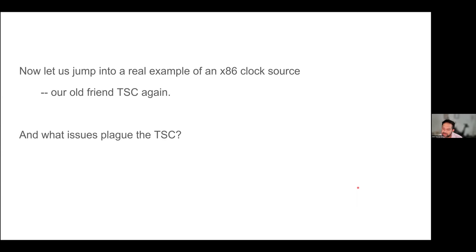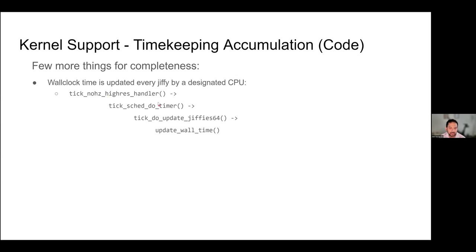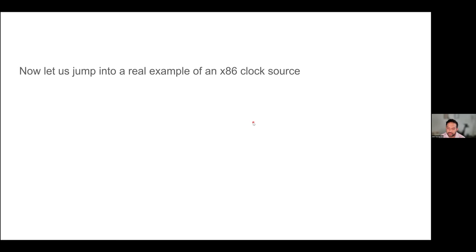Right. There's a question on per CPU. So the timekeeping update is not per CPU because the time is global. There's this CPU that is designated, called the do timer CPU, and it actually runs this function here in this call stack. This do timer is run by that designated CPU that is supposed to update the wall time whenever it has its Jiffy interrupt go off. So it's not global.